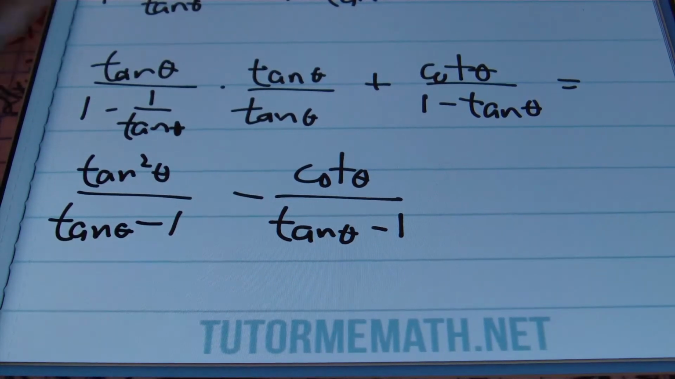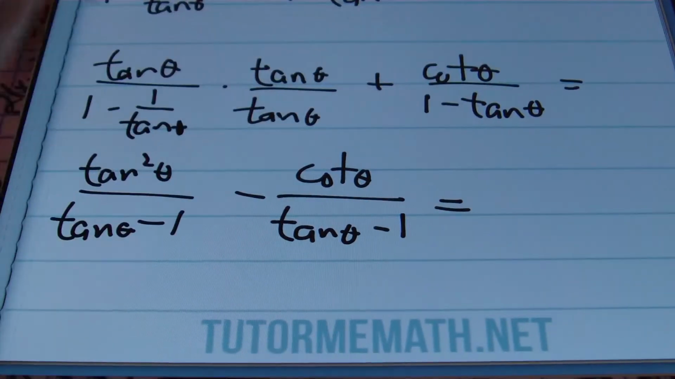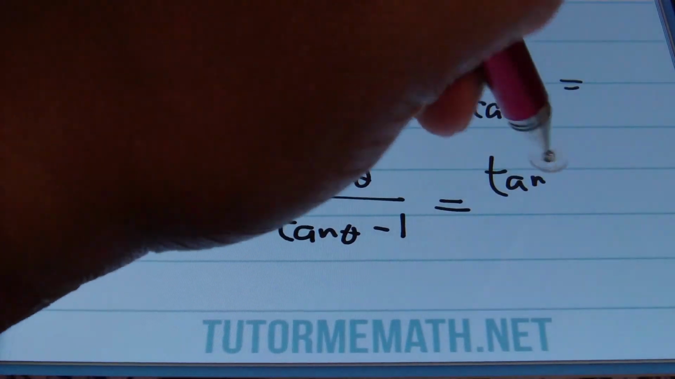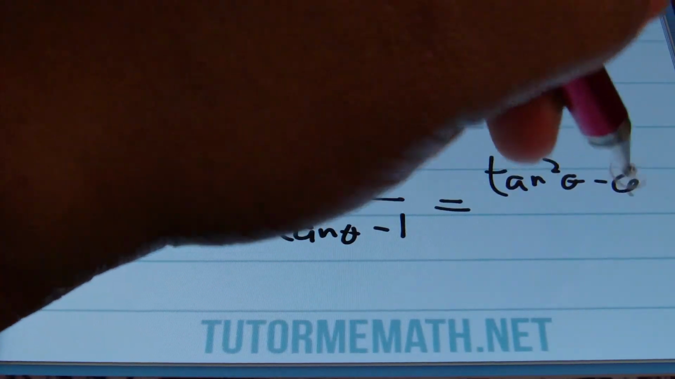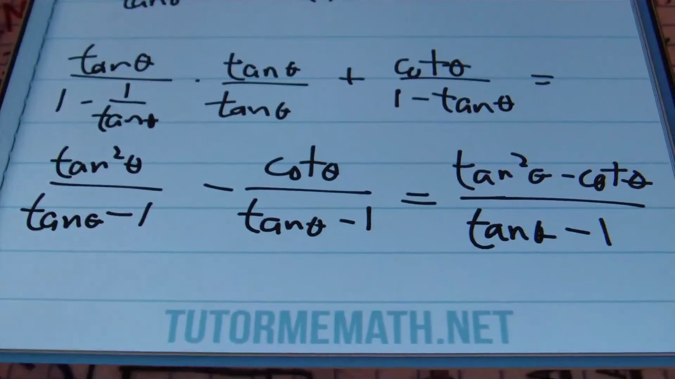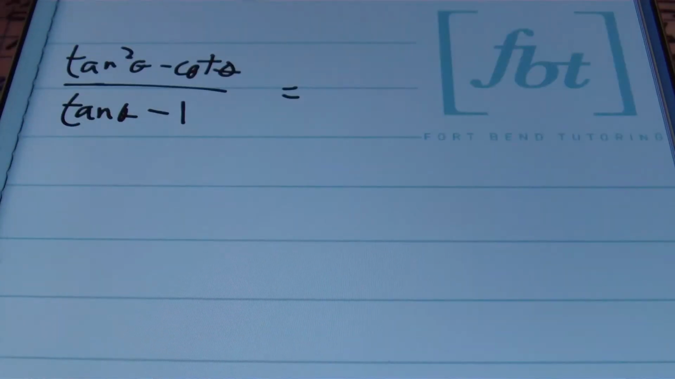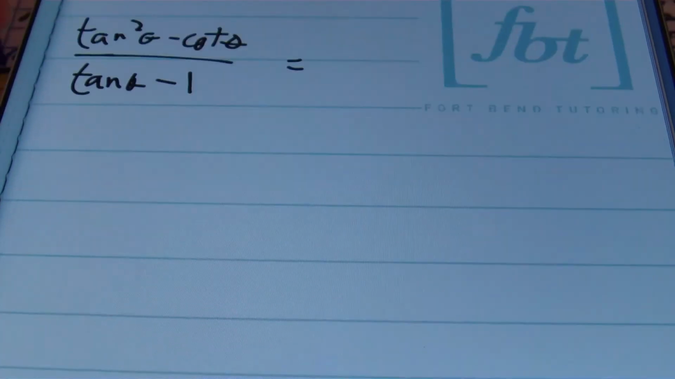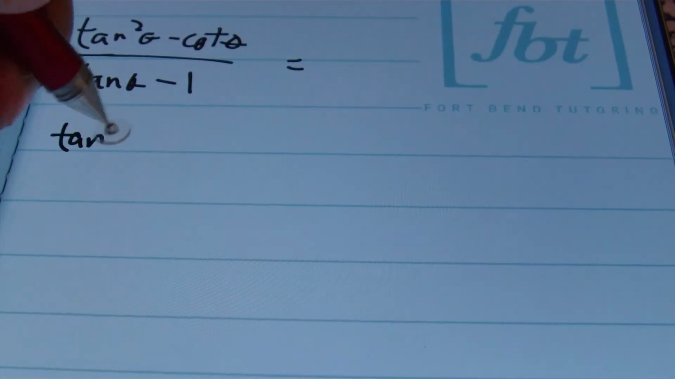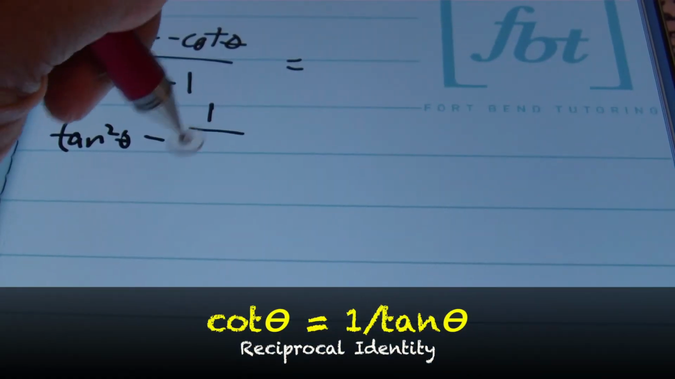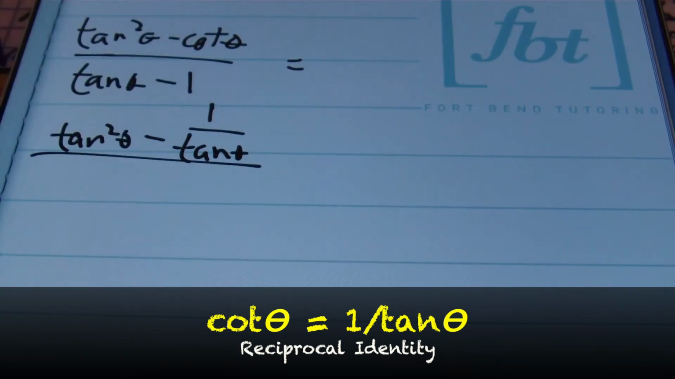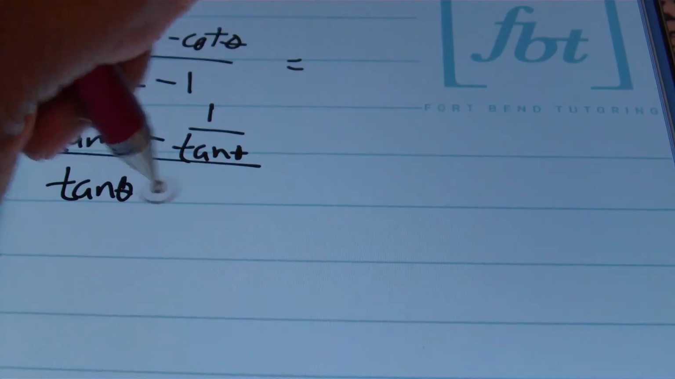Combining the numerators together, you'll have tan squared theta minus cotangent theta all over tan theta minus 1. This is what we have thus far. From here, using our reciprocal identity, cotangent theta is equivalent to 1 over tan theta. So I'll rewrite this as tan squared theta minus 1 over tan theta, all over tan theta minus 1.